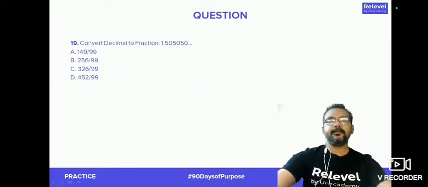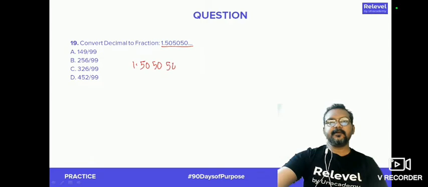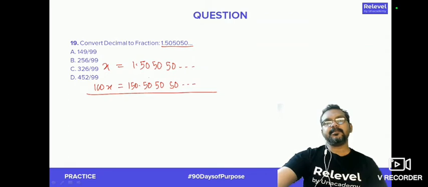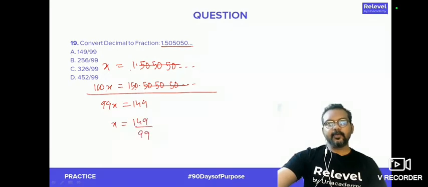Number 19. You have to convert this to a fraction. So 1.50 dot dot dot. If this is x, multiplying by 100, we get 150.505050. We multiply by 100 so that the decimal form remains the same. Now we subtract 100x minus x, 99x is 150 minus 1, 149. Decimal parts cancel out. So x is 149 by 99. Option A.